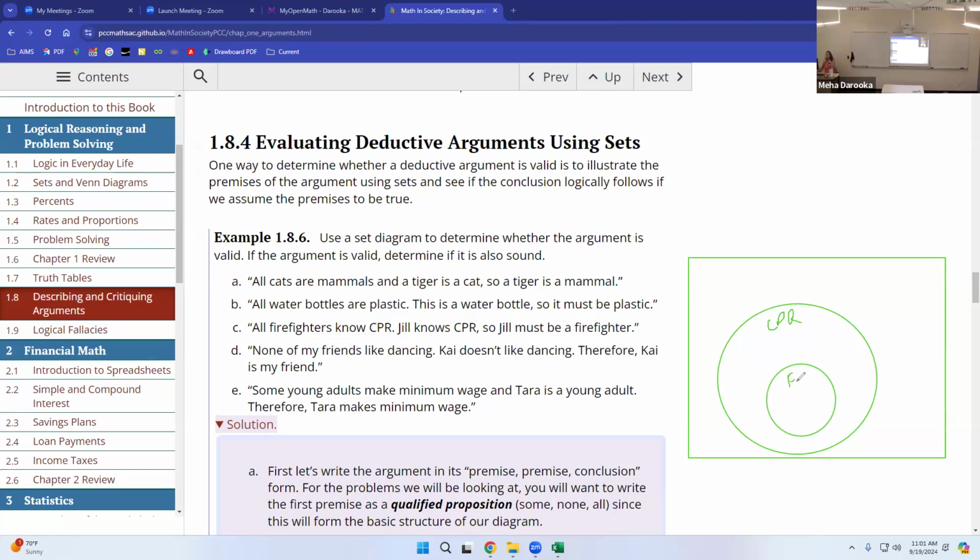Are you a firefighter in training or are you a full firefighter? So you know this.